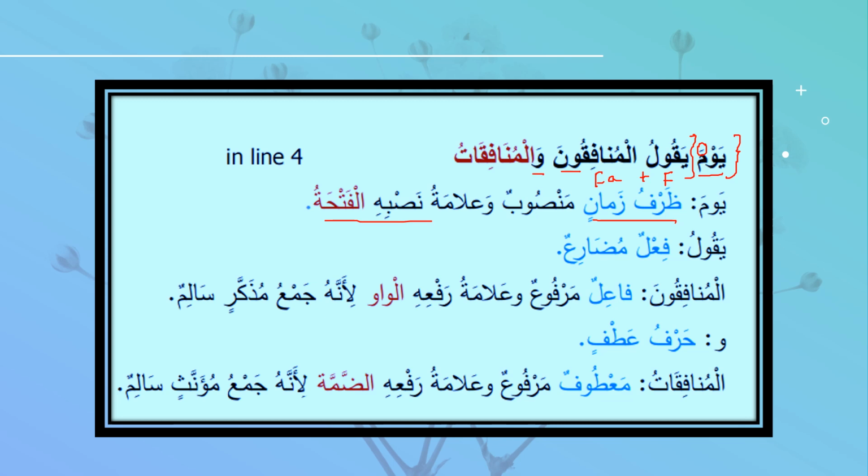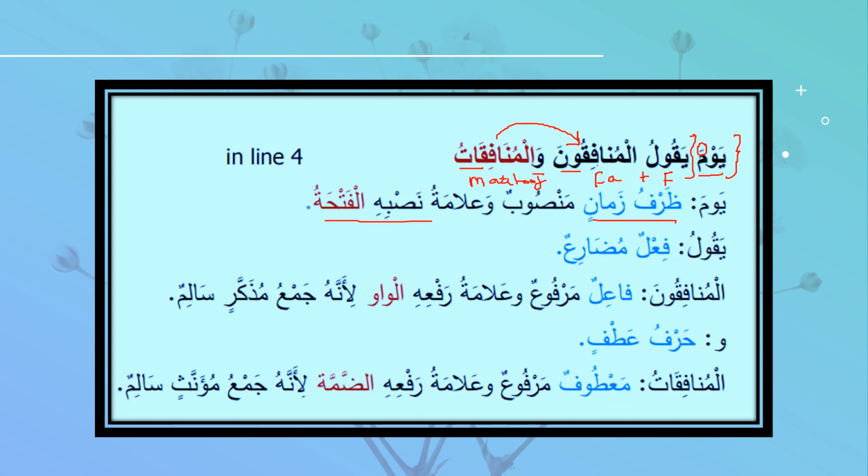So you know the rule of atf. Whenever atf comes, the next noun follows the same i'rab as the noun before it. And this is Jama Mudhakkar and this one is Jama Muannas. So this is also following the same. So what is the noun after a harf atf called? Matuf. So let's do the i'rab now.